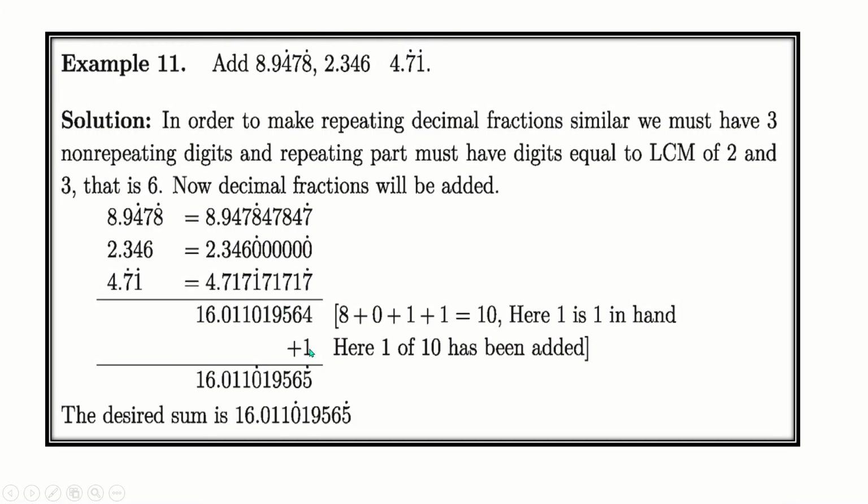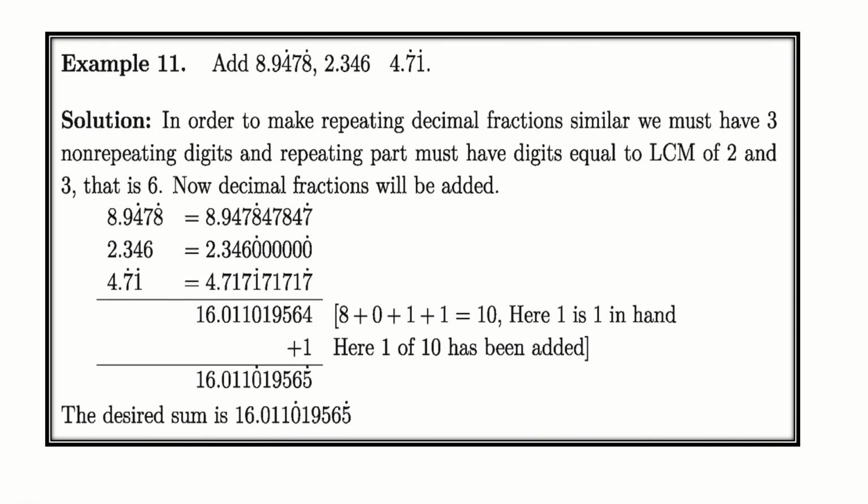But here we add 1. Why? This is a question. Why is 1 added here? We have to add 1 because in the given math, the recurring part started with 4, but here it started with 8. Here it started with 7, but here it started with 1. Okay, for this, as here it started with 8 other than 4, and here it started with 1 other than 7, so to recover this, we have to add 1 here.